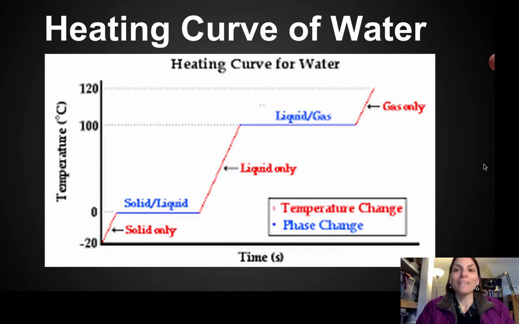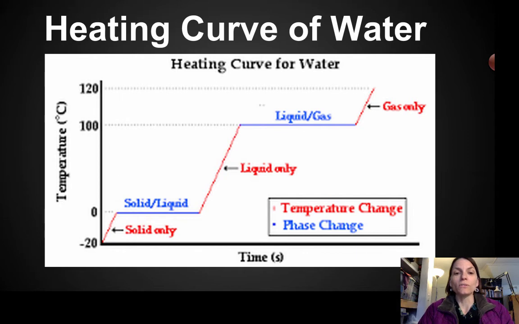This is a graph of the heating curve of water. So just imagine for a moment if you take an ice cube out of the freezer that's below freezing, like maybe -10 degrees Celsius, and you're going to heat that piece of ice all the way until it completely boils away and is a gas. This is the process that you would go through.